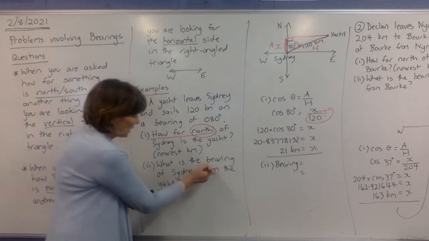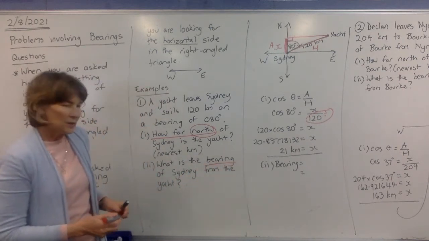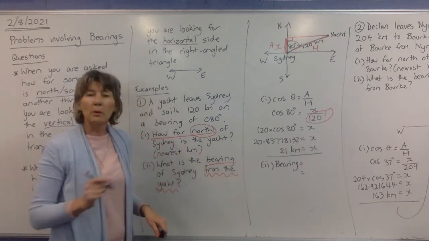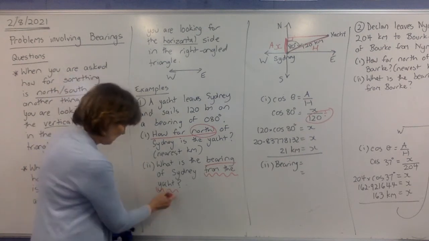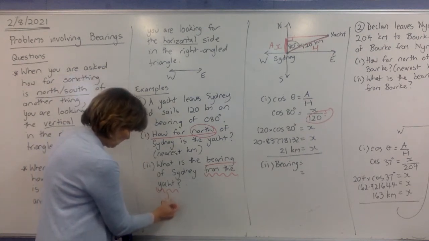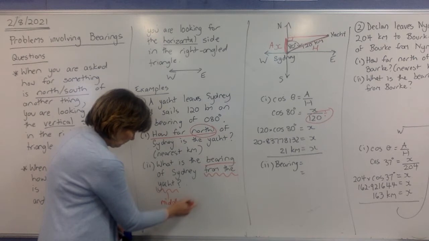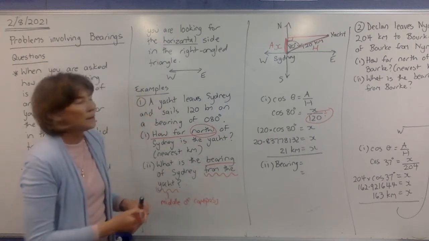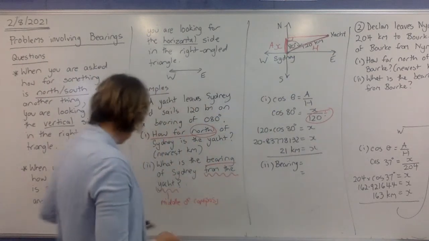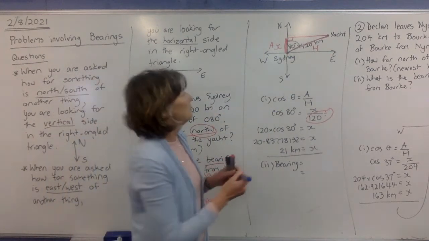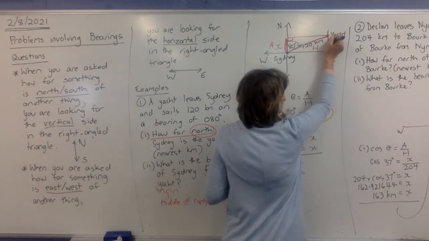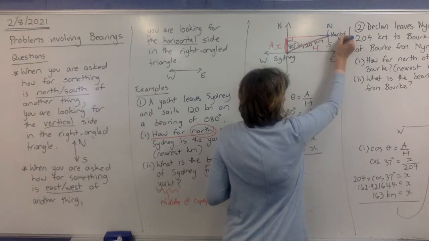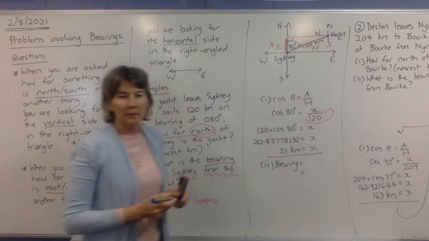Now the next question asks for the bearing of Sydney from the yacht. Remember, whatever's written after the word from is in the middle of the compass. So our yacht must be in the middle of the compass. And as you can see, our yacht is not in the middle of the compass. So I'm going to get a different coloured pen and draw up a compass where the yacht is in the middle of the compass.